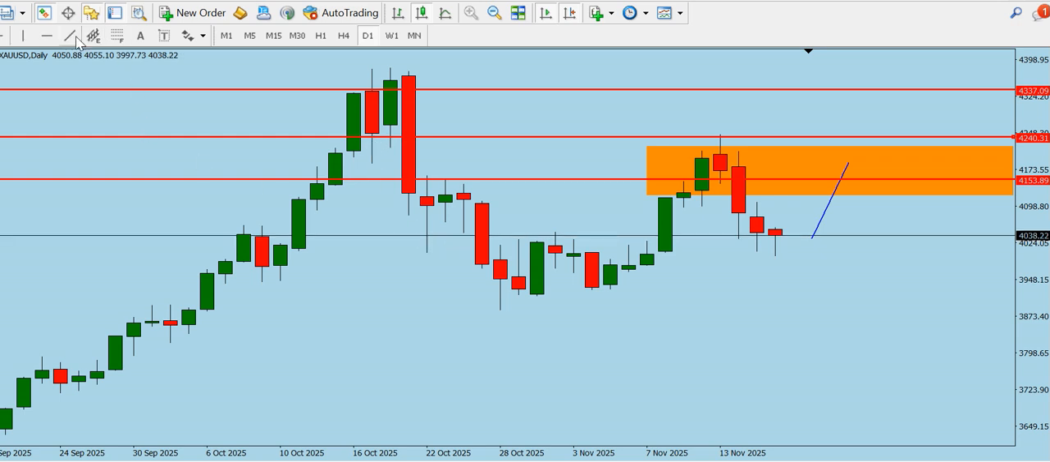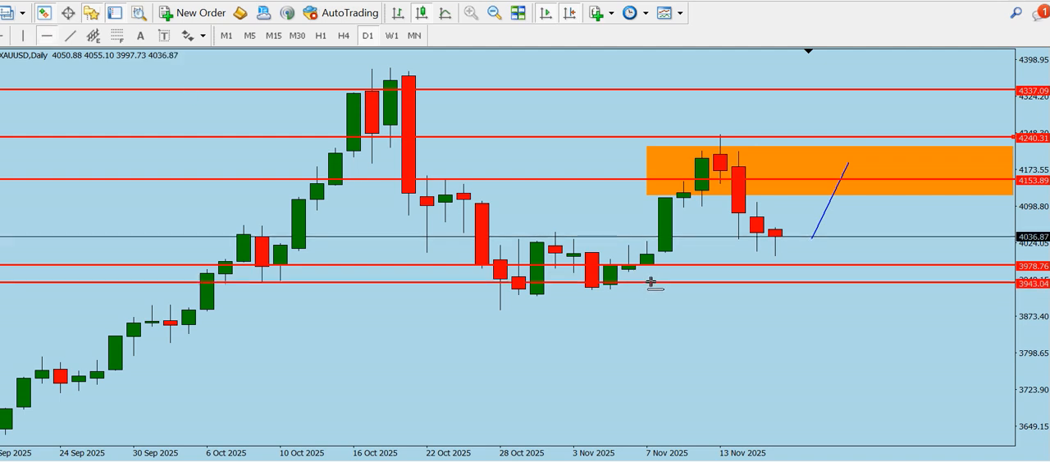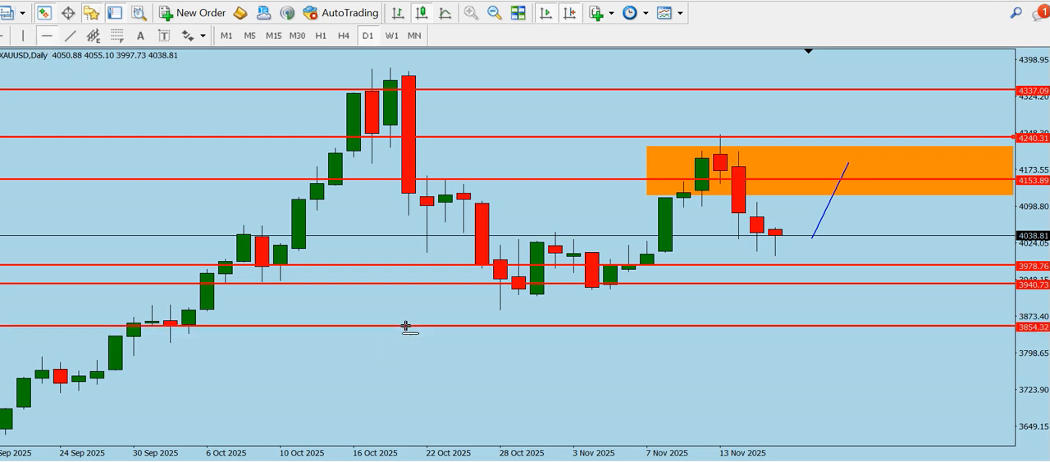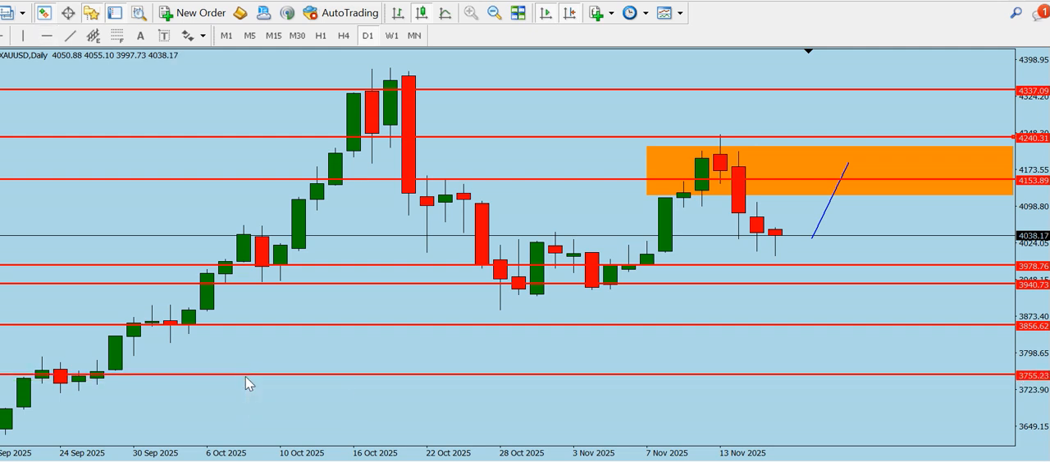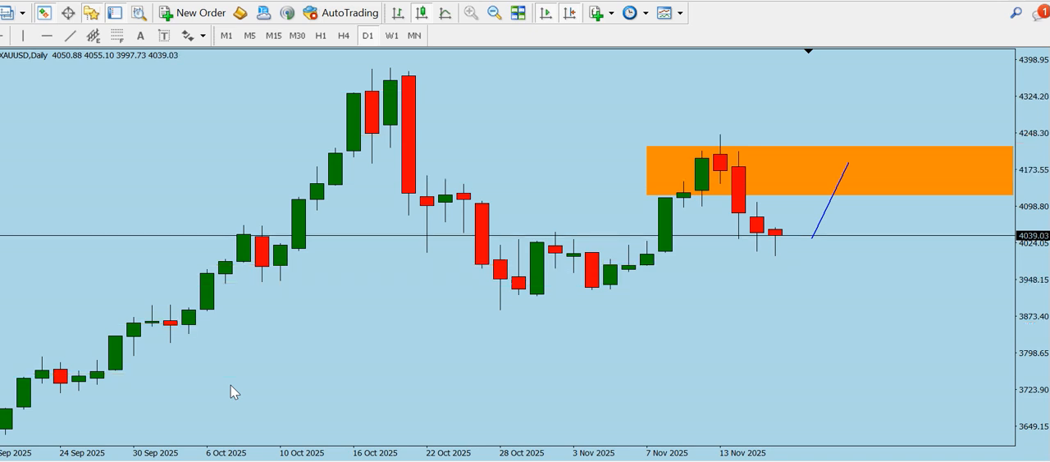But if price drops, we have other blocks lined up. Closest one is at 3978. Another block is at 3940. Another one is at 3856. And another block is at the 3755 area. So that's that on the daily time frame.